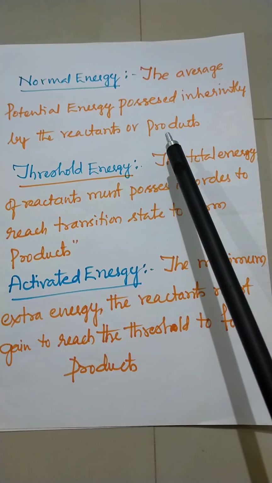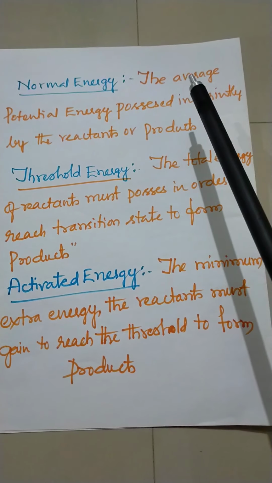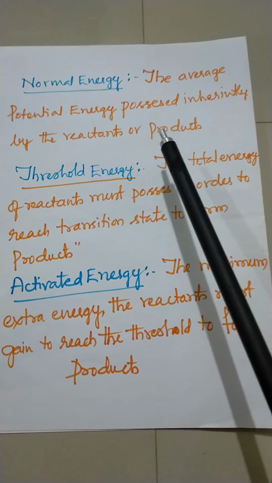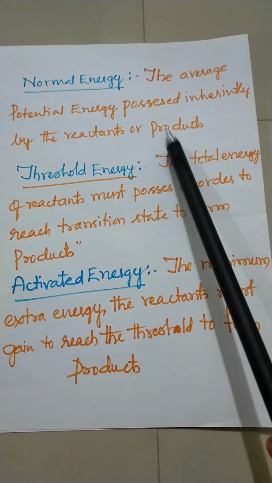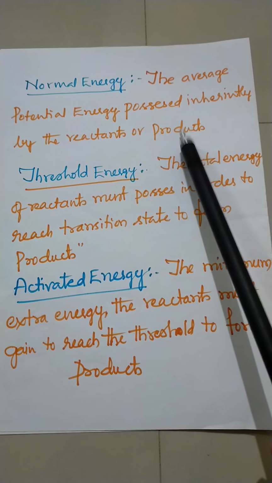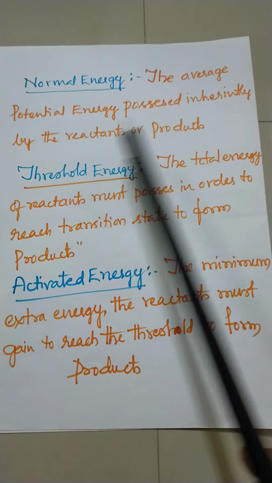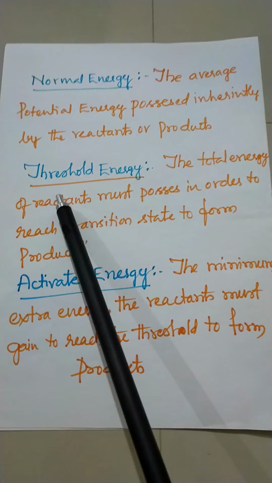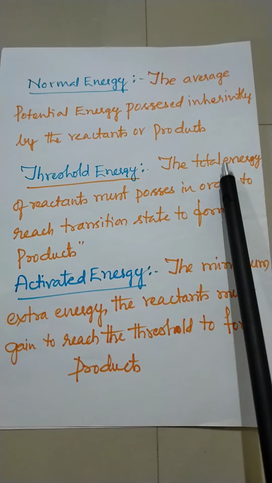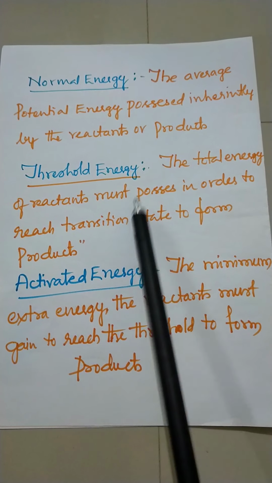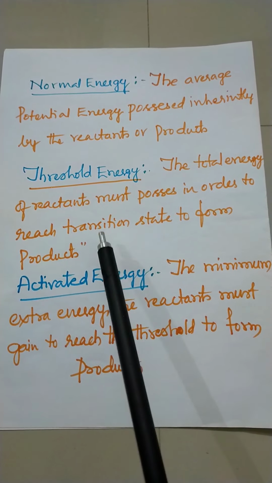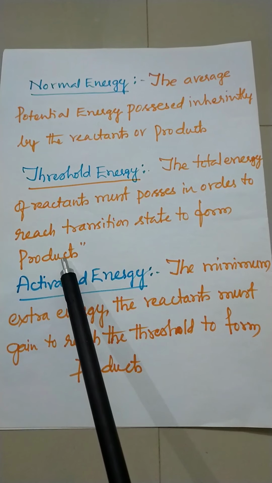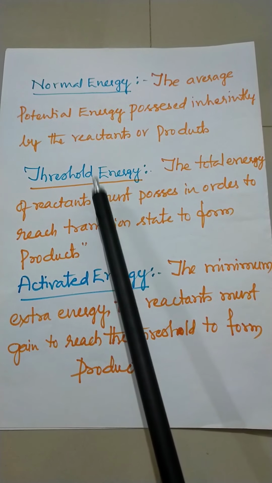So why do we take both the products and the reactants? This is again the average potential energy. In the case of a reversible reaction, the reactant gives rise to product, and again the product gives rise to the reactants. That may be a reversible reaction here. So threshold energy: the total energy the reactants must possess in order to reach the transition state and form the products is called threshold energy.